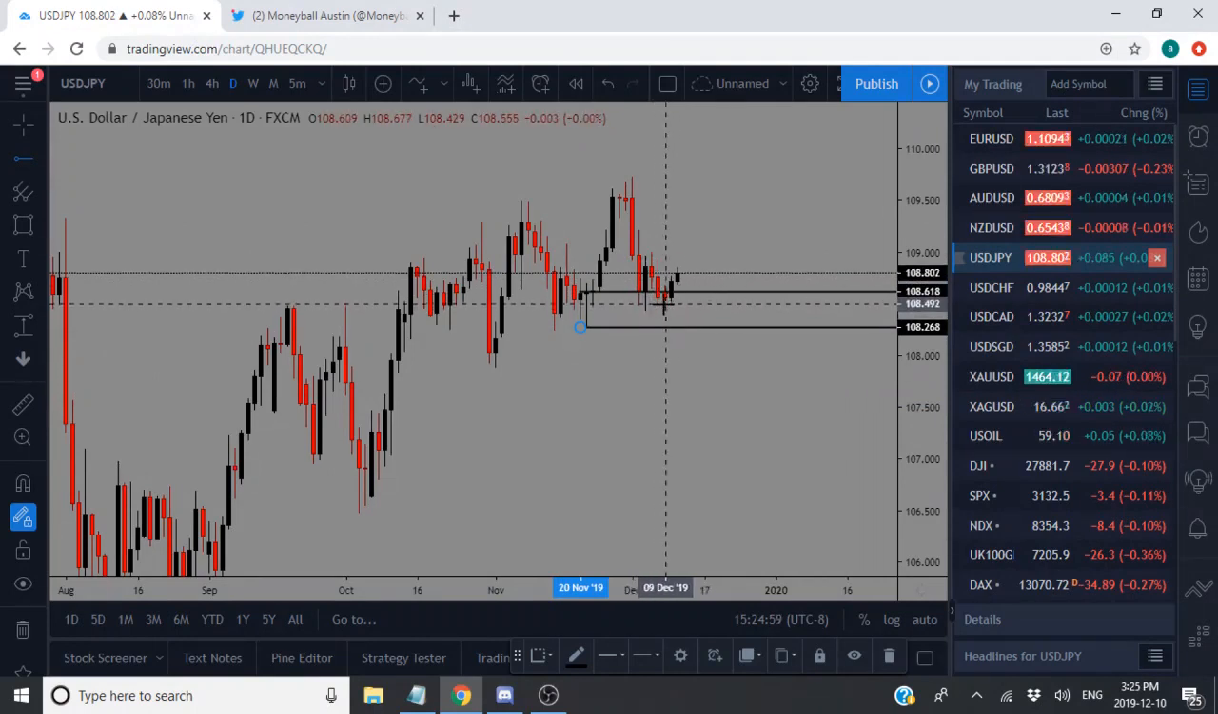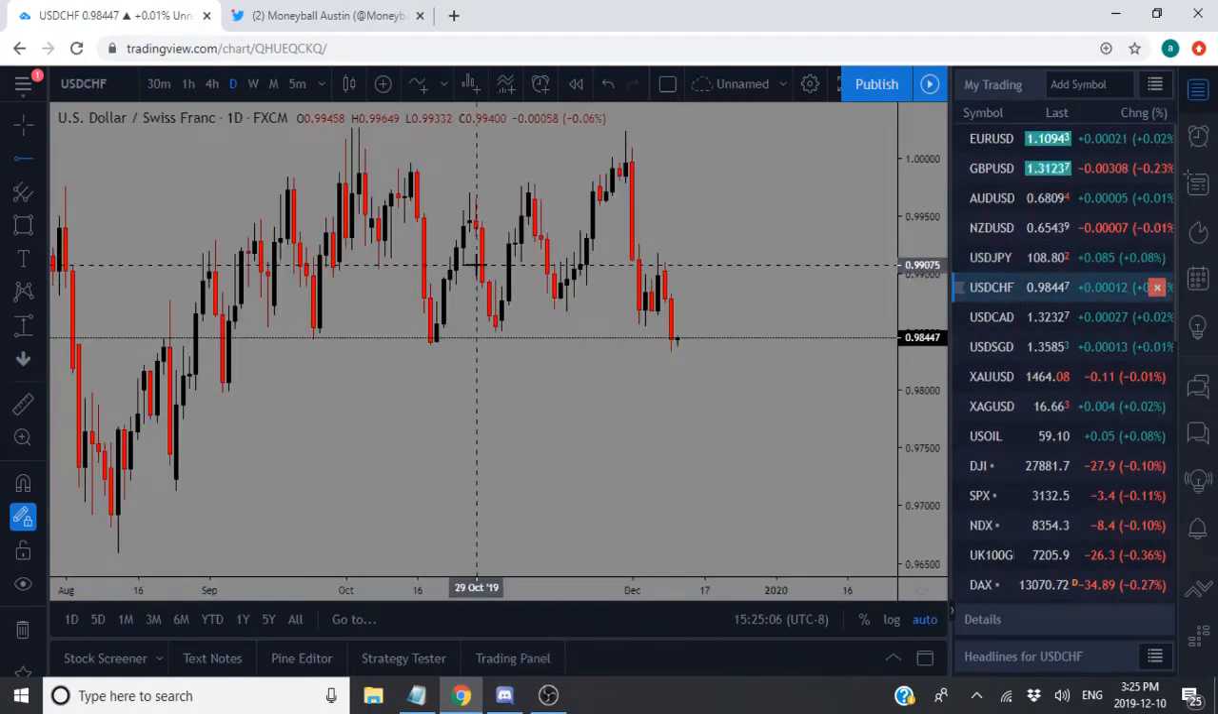I know there were a couple longs in here. We did manage to catch one. So price is still down in that low. Definitely would want to be looking for buying opportunities.